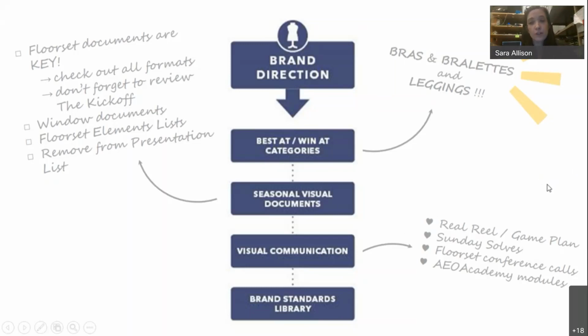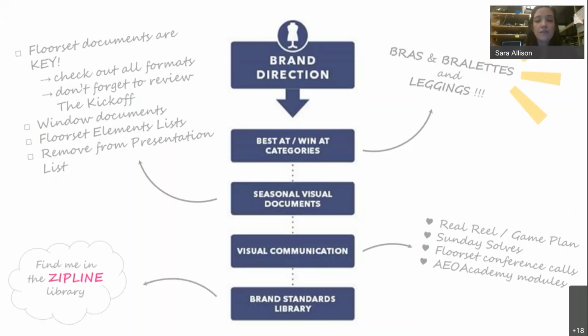We also have our floor set conference calls, which are hosted by the field visual team, which really just kind of breaks down certain things in the kickoff or in the floor set and highlights big changes and just really walks us through all together what the brand direction is for the season. And then you do have your training in AEO Academy. There's so much good stuff in there. You can go in and just search merchandising training or Aerie versus offline. You can find so many great things in there as you are doing your training over the next couple weeks.